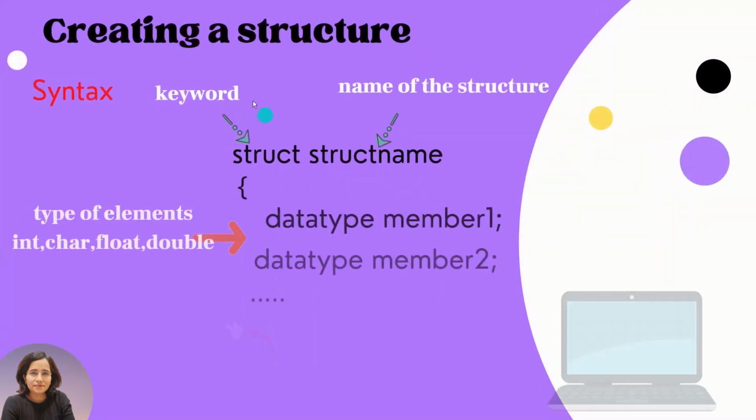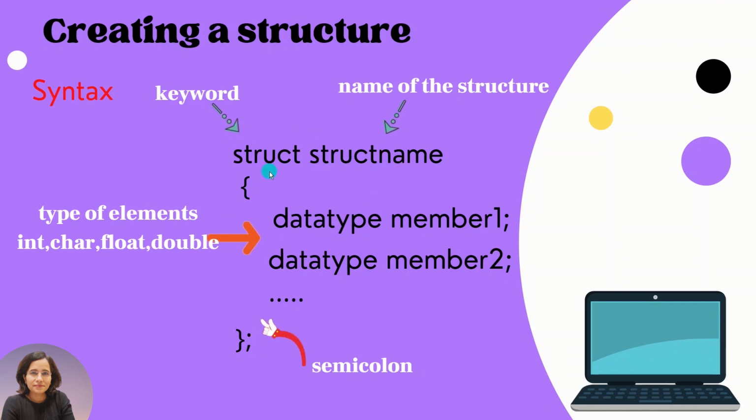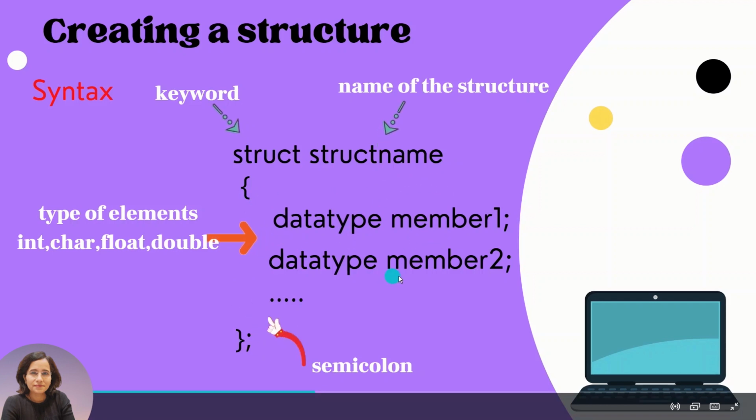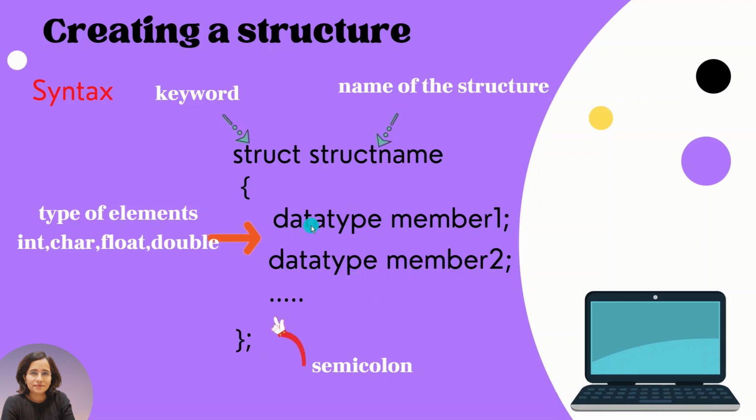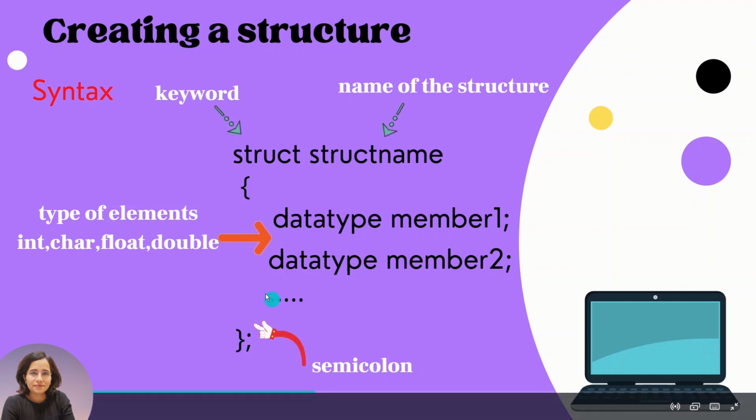Now we will study how to create a structure. So here is the syntax. First we have to write the struct keyword, then we have to specify the name of the structure, and it is an identifier, so you should follow all the rules to design an identifier. Then in the curly braces we have to declare all the data members. It can be of any data type, integer, character, float or double. Don't forget to write semicolon at the end of each member and at end of the structure.